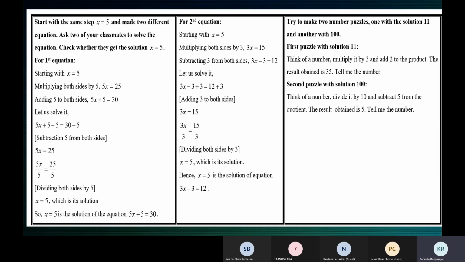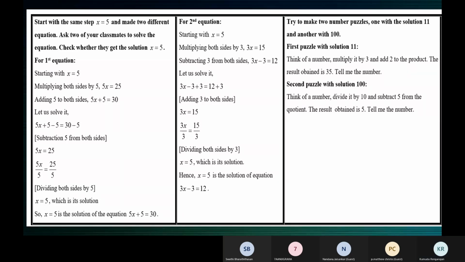Now say you multiply it by 4. What do you get when you multiply 11 by 4? 44, ma'am. And then when you add 6 to it, what do you get? Ma'am, 50. So the puzzle is: think of a number, multiply it by 4, and add 6 to the product. The result is 50. Tell me the number. Ma'am, shall I say one like that? Yeah, the number will be 11 because we did it with 11 only. So this is a puzzle with solution 11.